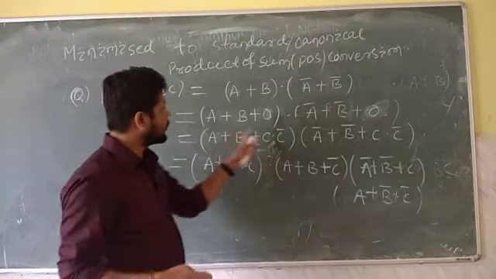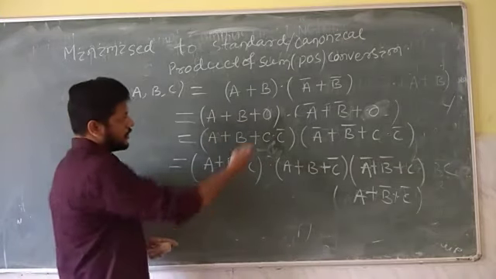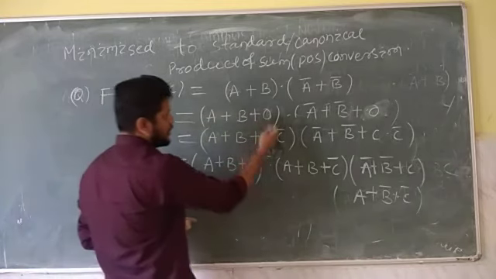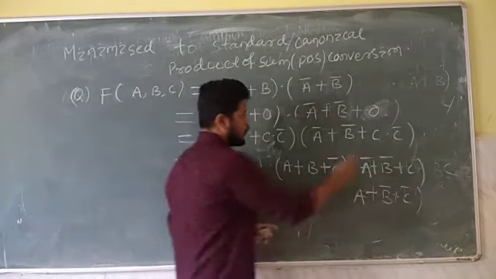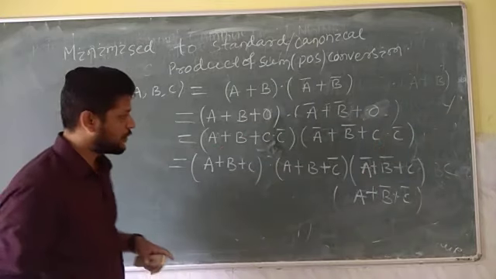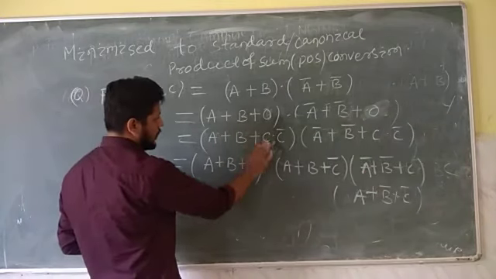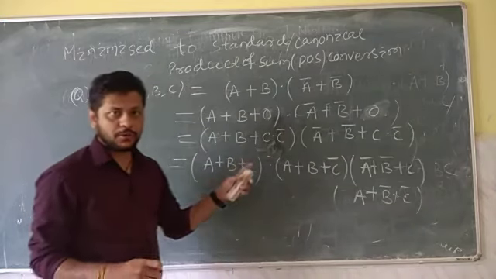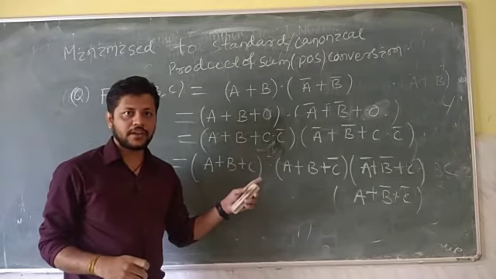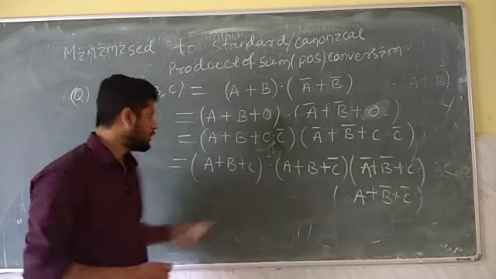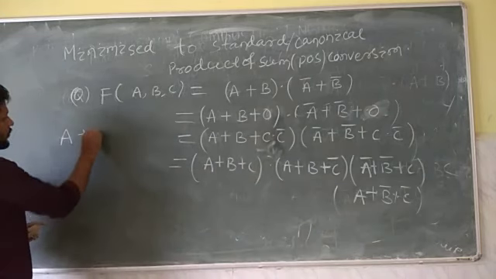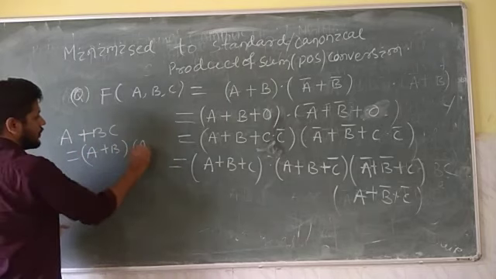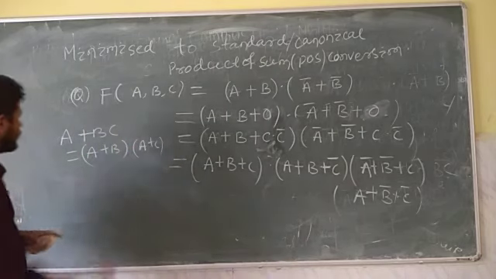So in case of product of sum form, just addition of 0, because here 0 addition means one variable is missing, that is c. So 0 can be written as c dot c bar. Here also c dot c bar, because the c variable is missing. Then a or b or c, and a or b or c bar. Just I am using the distributive law. A plus bc can be written as a plus b and a plus c. This is your distributive law.